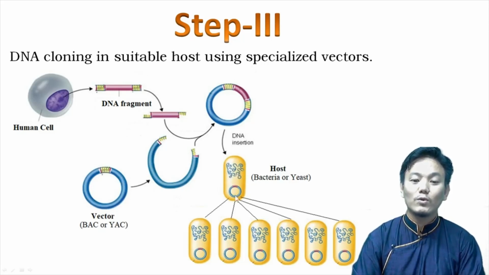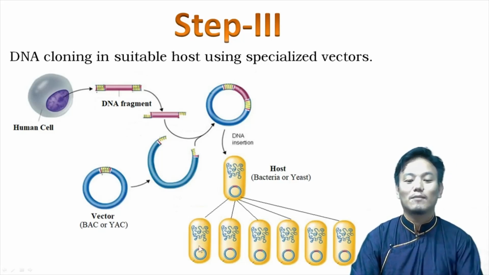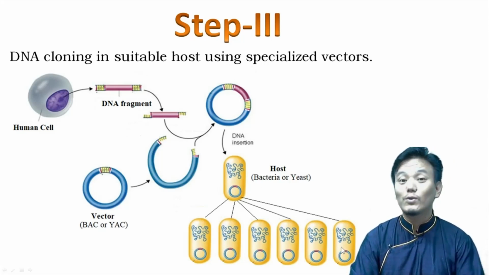And when the host divides, along with the host and along with the vector, the DNA fragment will also increase in number, right? So that is called the cloning method.